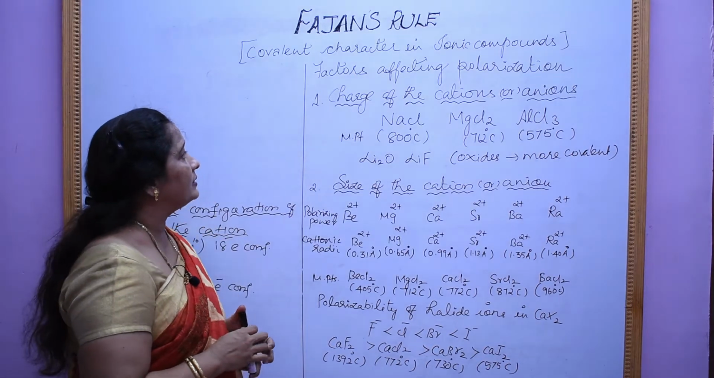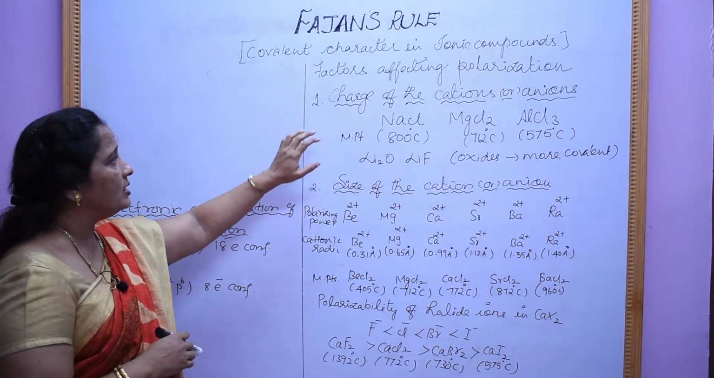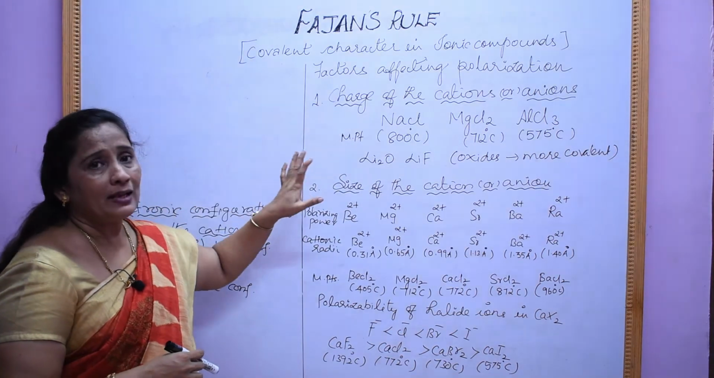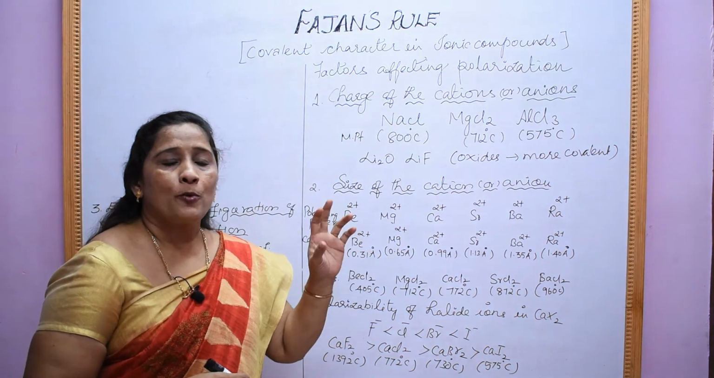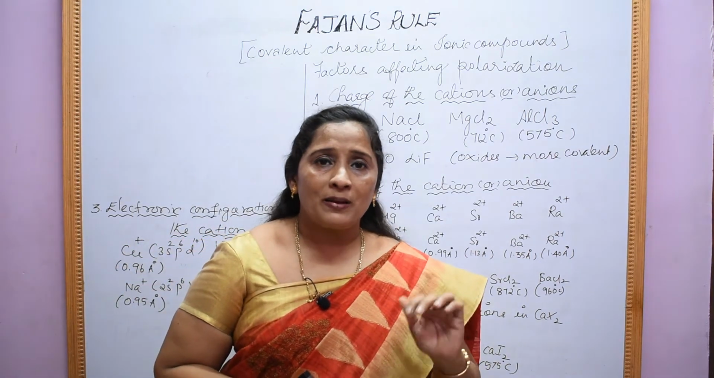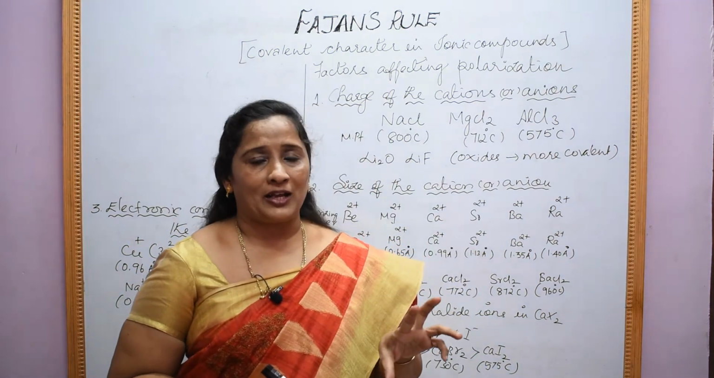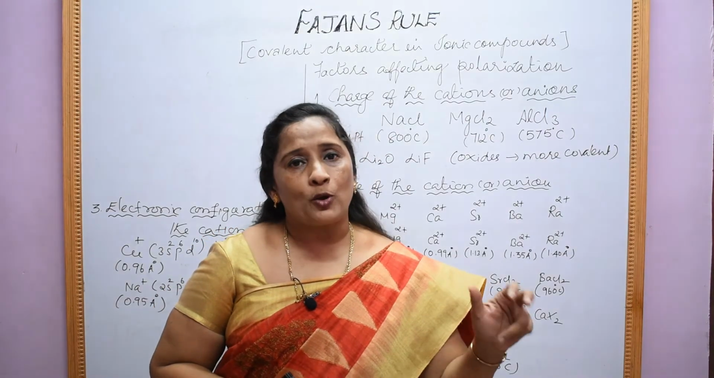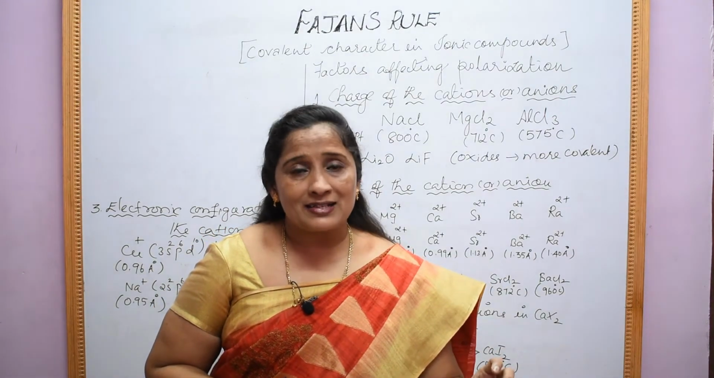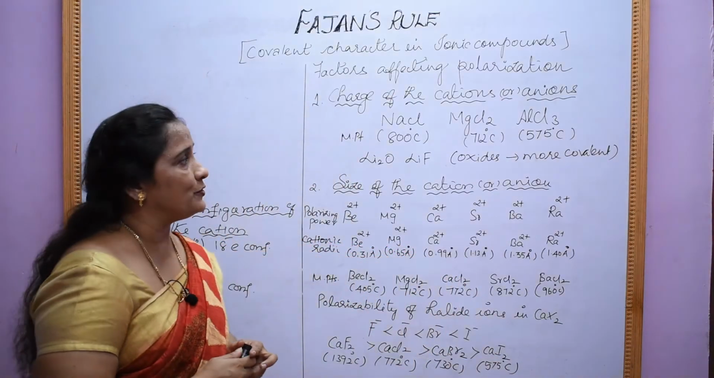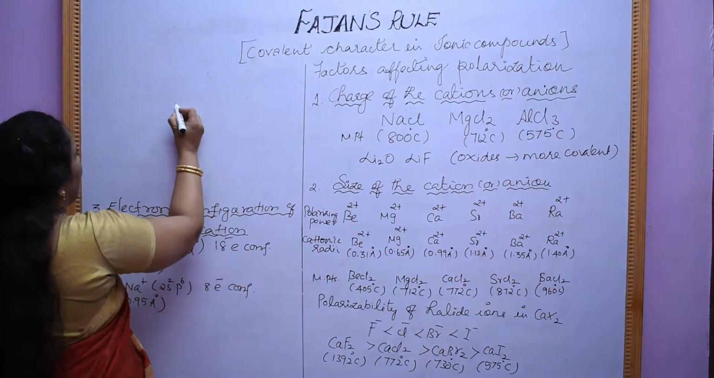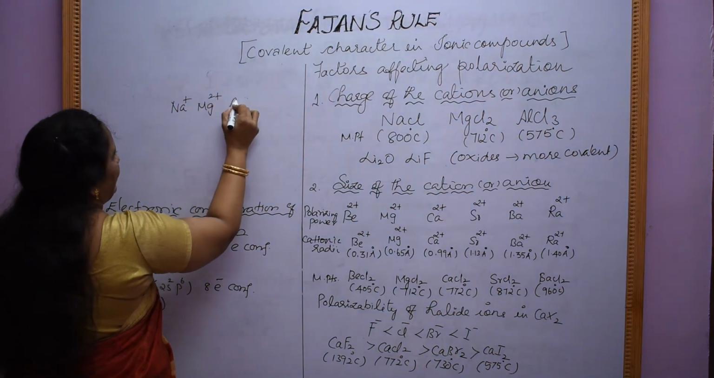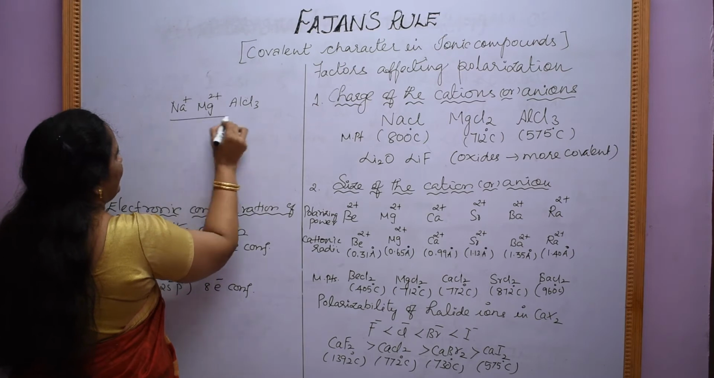The first factor affecting polarization is the charge of the cations or the anions. The polarizing ability of the cation to polarize the anion depends upon the charge of the cation, or we can say the polarizing power of the cation increases with an increase in the positive charge. So let us take the example of three cations, Na+, Mg2+ and Al3+.